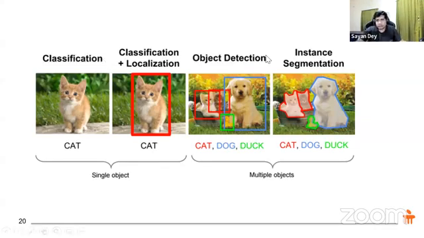Detection is very similar to localization. It's an extension. The only difference is that in detection, you're looking at multiple objects. Again, you're asking the question: where are the objects in the picture? Put bounding boxes around the objects, and what are the objects in the picture? So we're looking at a dog here, a cat here, a cat here, a duck here overall.